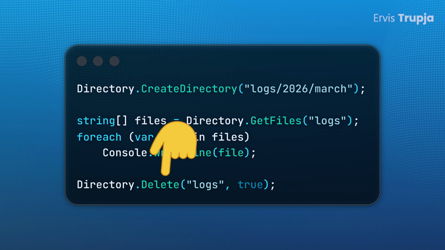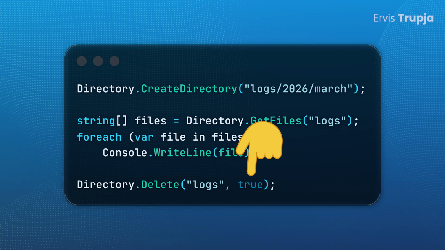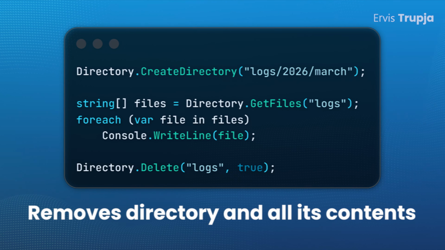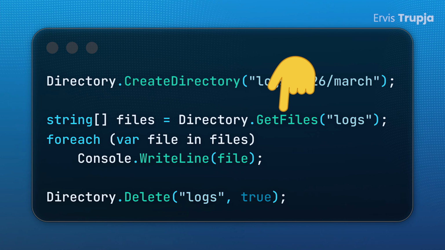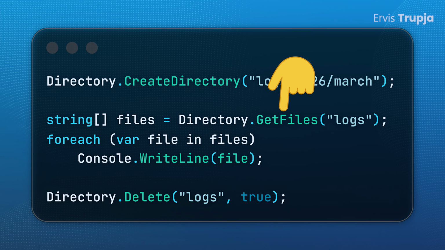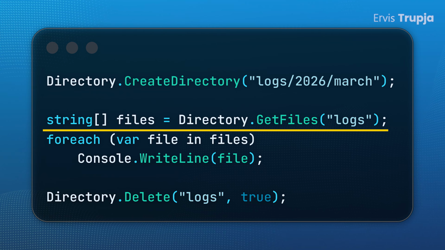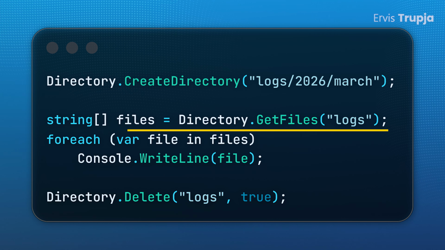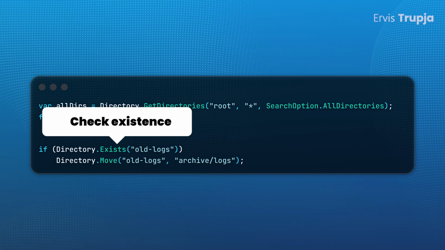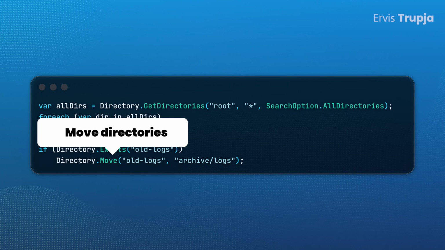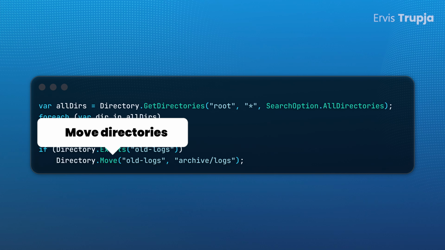Delete using the delete method, and here the true parameter removes the directory and all its contents recursively. Enumerate files using the getFiles method to list all the files in a directory. You can use this line to find all the subdirectories at any depth. Check existence using the exist method and move directories using the move method for renaming or relocating entire directory trees.